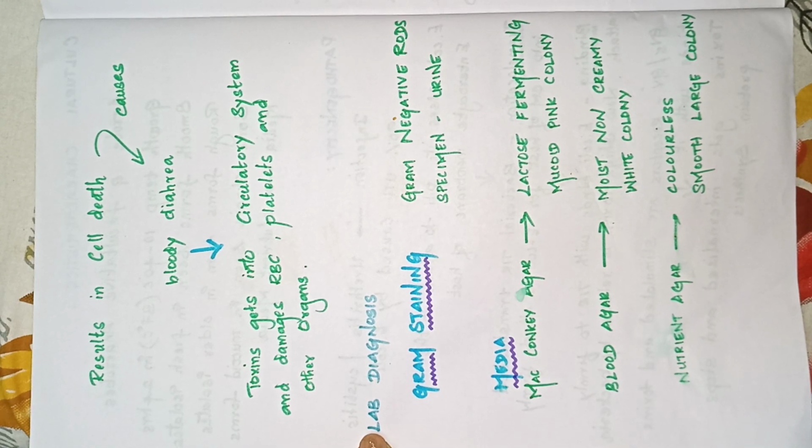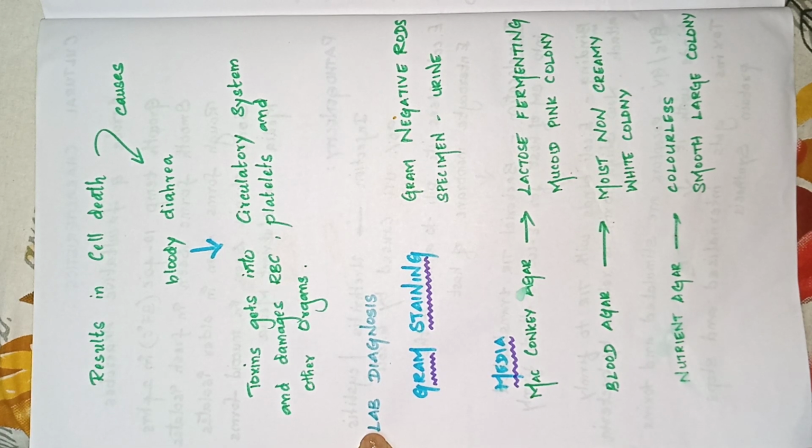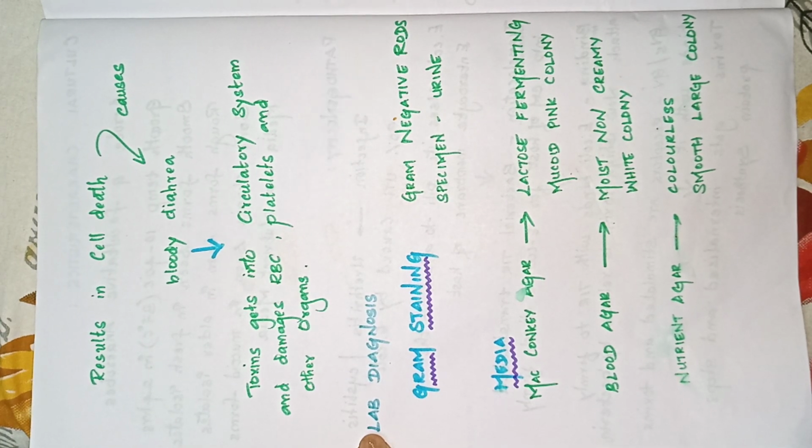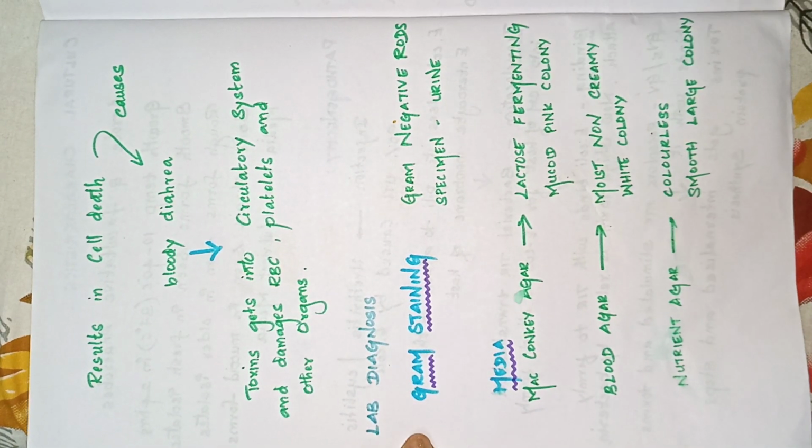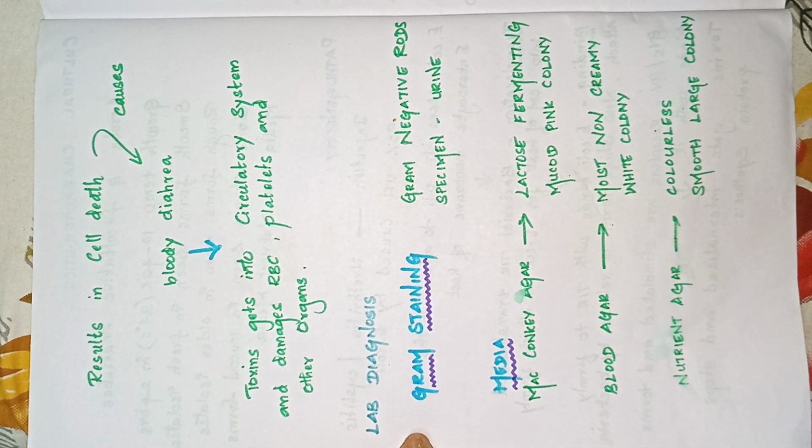Now these released toxins will get into the circulatory system. As the blood circulates all over the body, the toxins get transmitted through the circulatory system, and obviously they will damage the RBC, platelets and other organs like the liver, heart, and all other organs. Not only the organs, but the RBC and platelets will also get damaged by the toxin release. So that's all about the pathogenicity.